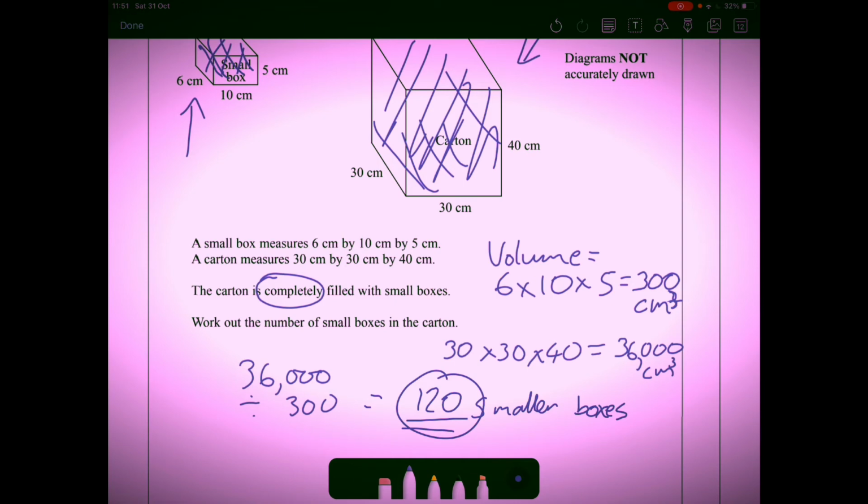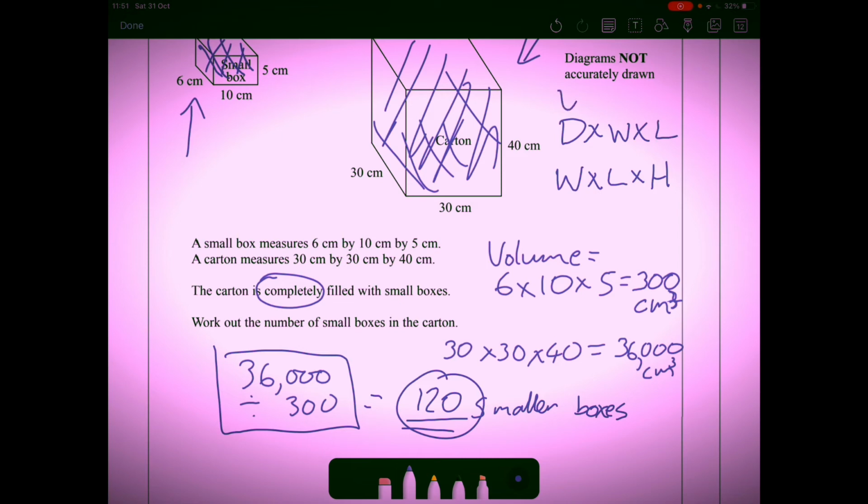Okay, so that is how we get there, by finding the volume, which is width times length times height. Sometimes people will have different letters, like the depth times width times length, in terms of calculating volume of a cuboid, but it's going to be 3 dimensions multiplied together.